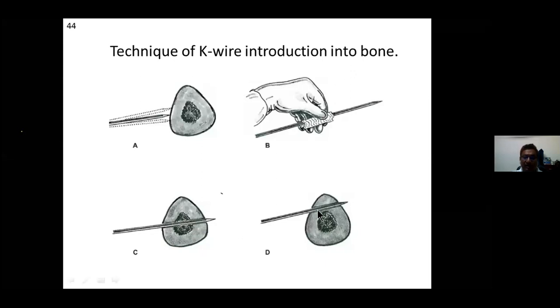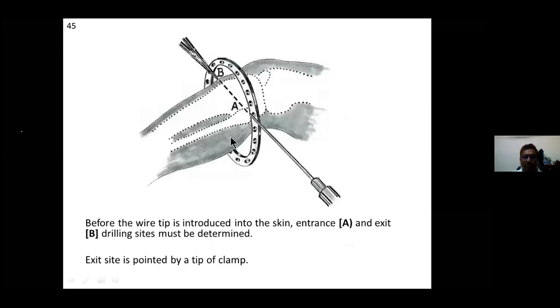If the wire is drilled incorrectly through the cortex, it can lead to development of osteomyelitis. So be sure that the wire is passed between the medullary canal and both cortices. For correct positioning of a wire, before the wire tip is introduced into the skin, the entrance point and exit point, the drilling site, must be determined. You should place the wire, touch the bone, and your assistant will guide with an artery forceps or something, and you will mark that point to drill the wire.